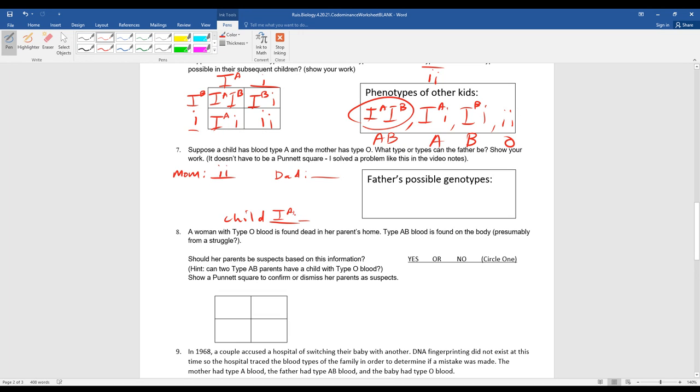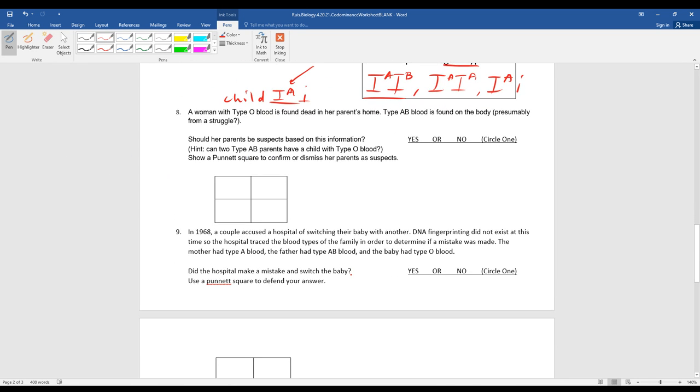Actually, so we do know something here. Okay, so if mom is this, well, she has to pass on one of these little i's. So we know that the kid is IA little i. So dad has to have given that, right? The IA. So dad can be, I'm just going to write them over here. Dad can be anything that has an A in it. So dad can be type AB. These are genotypes, right? The combination of letters. Dad can be type A like this. And dad can be type A like this. Cool. All right. Next one.